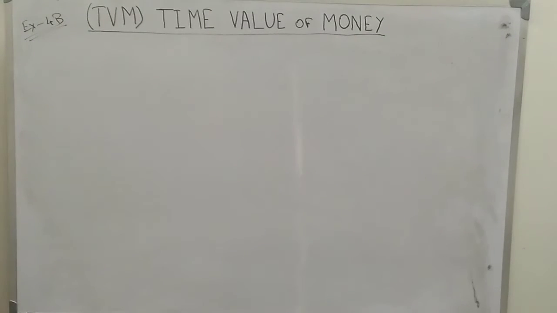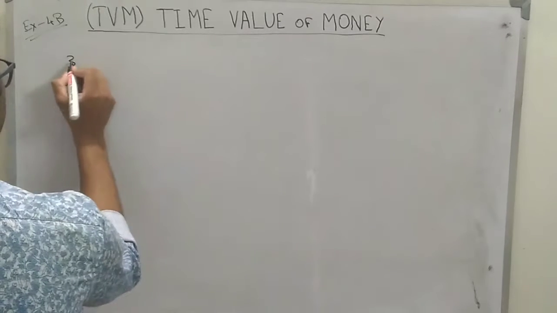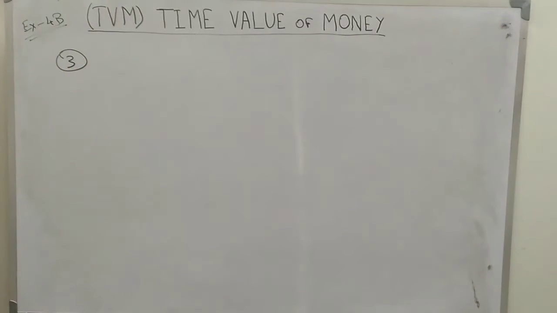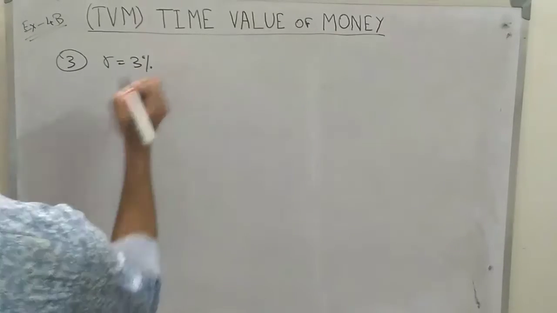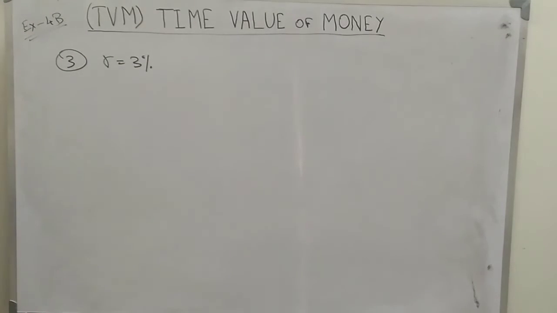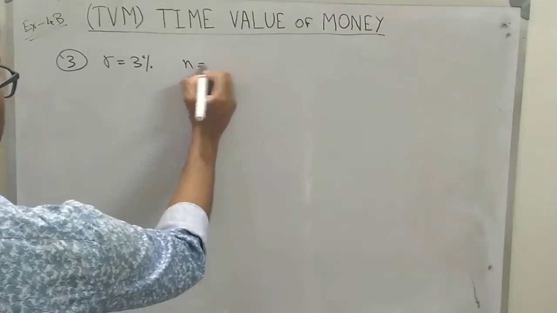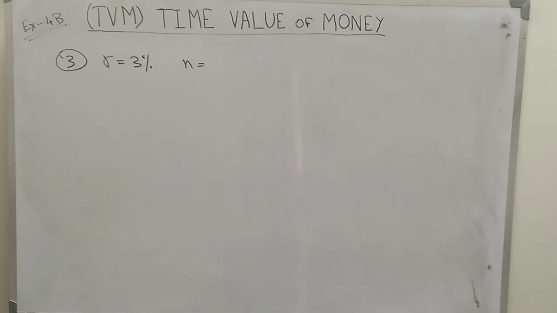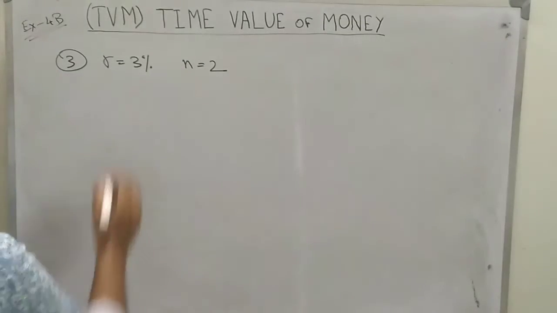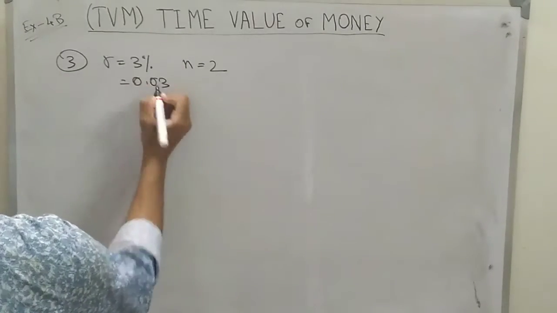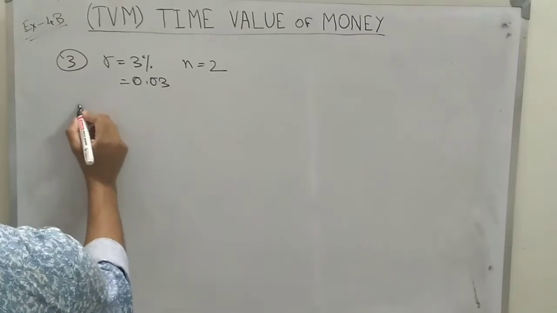Now question number 3. In question number 3, it is asked that the effective rate of interest corresponding to a nominal rate 3% per annum payable half yearly. That means the nominal rate of interest is 3%. Payable half yearly, that means the number of conversions in a year is twice, 0.03.